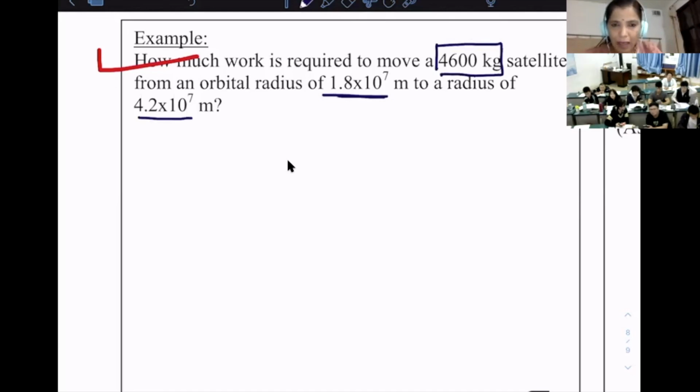If the planet is not mentioned, and the question is saying how much work is required to move this satellite from an orbital radius of this value to the radius of this value, do you need to take into consideration the mass or no? Yes. And in this type of question, you have to take Earth as the center point.